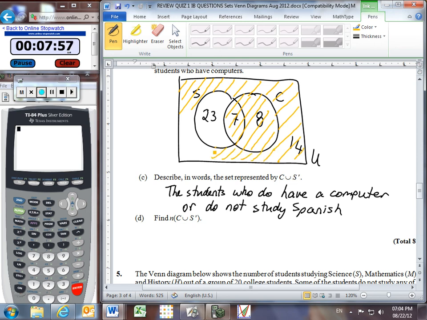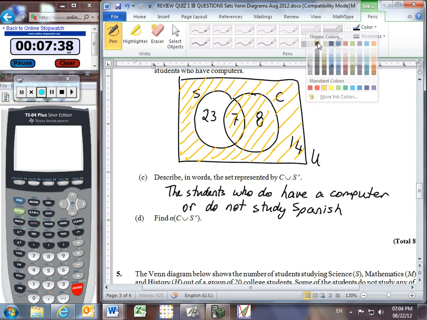And we don't need the region of overlap, so everything I've shaded is a part of my solution set. You'll notice I've shaded everything except for these 23 people. Or you could say, we could do 52 minus 23, or we could just do 7 plus 8 plus 14, and that gives you an answer of 29.